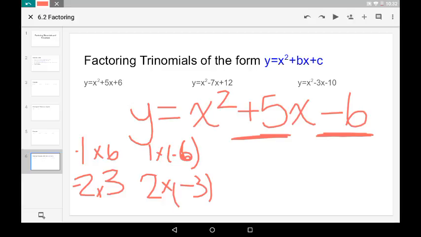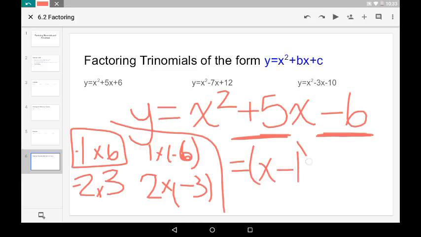Now, is there a way to get a positive 5 by adding these factors together? Well, actually there is. If you have negative 1 times 6, you get negative 6, and if you have negative 1 plus 6, you get 5. So we can, in fact, factor this out so that we end up with x minus 1 and x plus 6. Negative 1 times 6 is negative 6, and negative 1 plus 6 is positive 5.